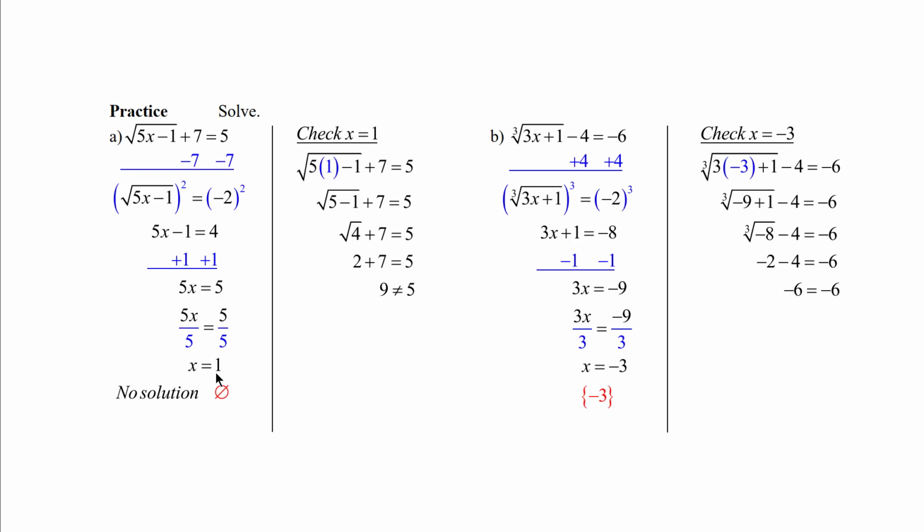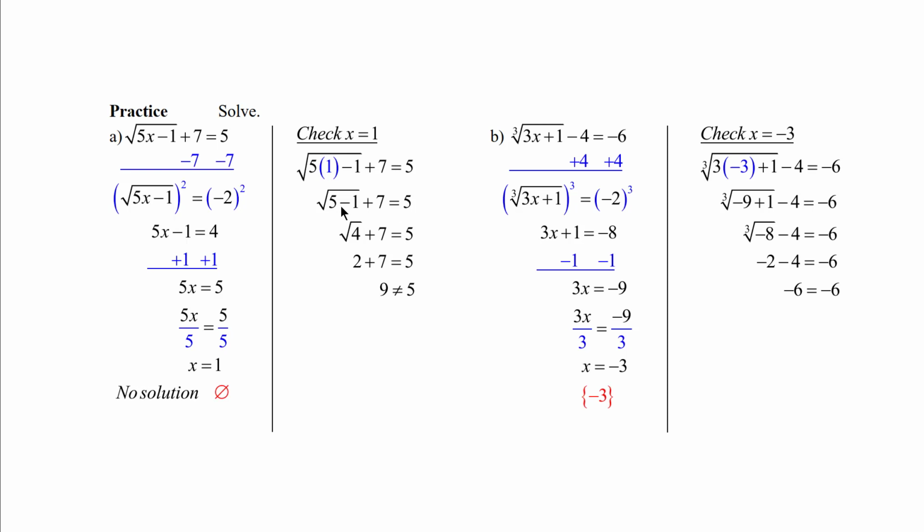Next, we verify that our answer is a solution to the equation. We take 1 and substitute it in for x in the original equation. We get the square root of 5 times 1 minus 1 plus 7 equals 5. Next, we simplify the terms under the radical. We have 5 times 1 is 5, and then we bring down all the other terms. We have the square root of 5 minus 1 plus 7 equals 5.